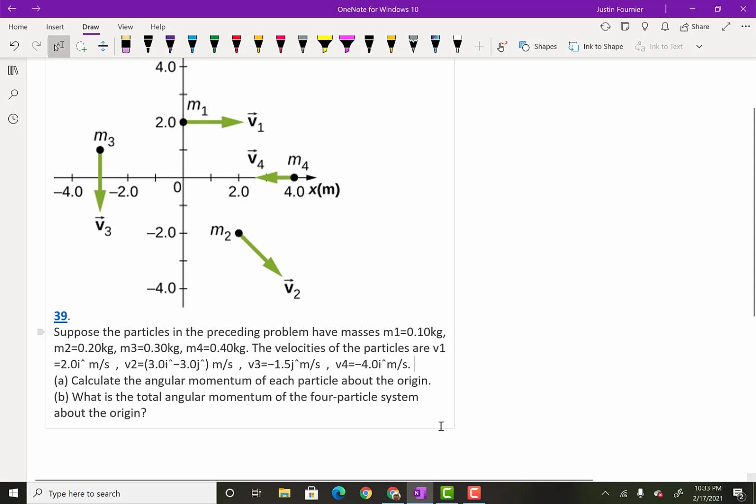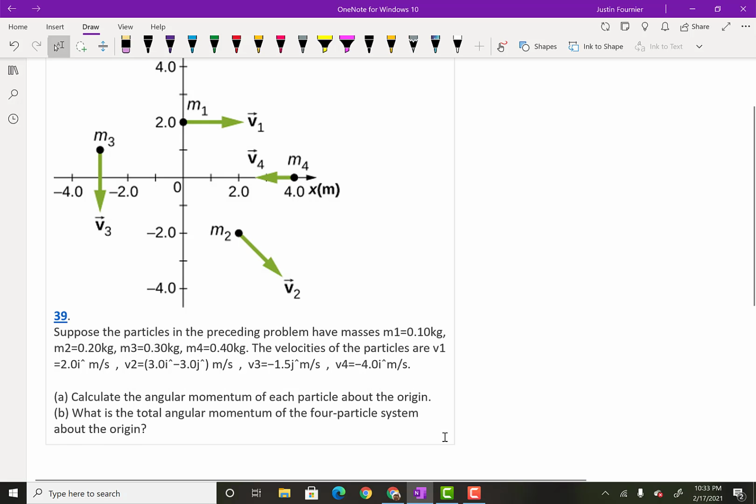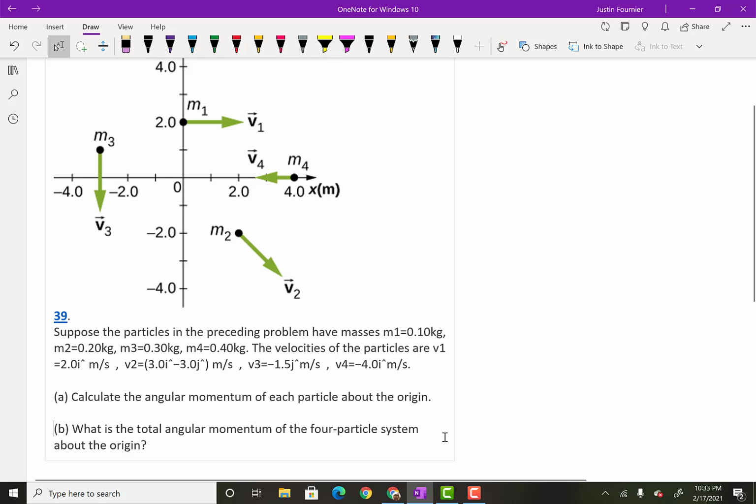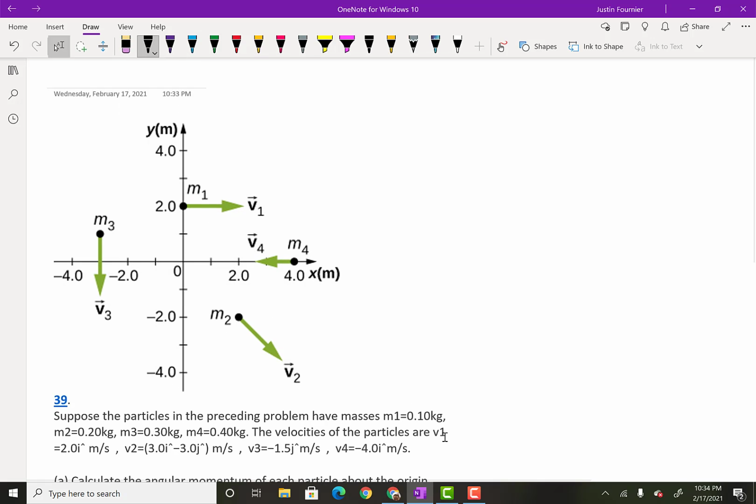Hi everybody. In grading your homework, this was a common one that I saw that a lot of people were struggling with, or just kind of getting so far, not really knowing what to do. So I wanted to go over it to show you how I would go about solving a problem like this. It's number 39 from chapter 11.